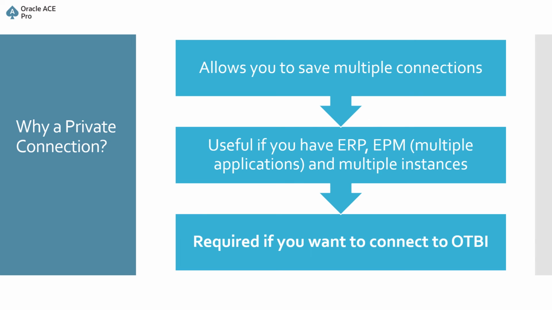So I typically recommend, and again, it's really preference, but I really like my connection names prefaced with the name or the type of environment to which I'm connecting. So I will normally say prod underscore ERP, prod underscore EPM planning and budgeting, prod underscore EPM FCCS. So you could have multiple connections, depending upon the application to which you're connecting. And the last point is if you want to connect to OTBI, it is required to have a private connection. You cannot create and save a shared connection and have it work for connecting to OTBI.